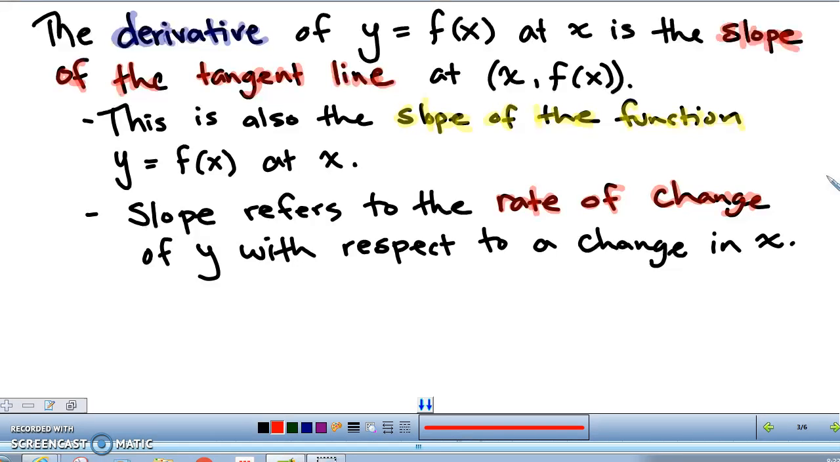The derivative of y equals f of x at x is the slope of the tangent line at x, f of x. This is also the slope of the function y equals f of x at x. And remember that slope refers to the rate of change of y with respect to a change in x. So here you're seeing the relationship between this new word, the derivative of a function, and the slope of the tangent line, which you've heard of in your previous math classes.